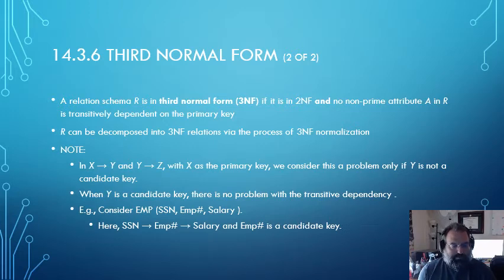Note that in X implies Y and Y implies Z, where X is the primary key, this is a problem only if Y is not a candidate key. When Y is a candidate key, there's no problem with the transitive dependency. For example, consider EMP, employee, social security number, employee number, salary. Here, social security number implies employee number implies salary, and employee number is a candidate key.